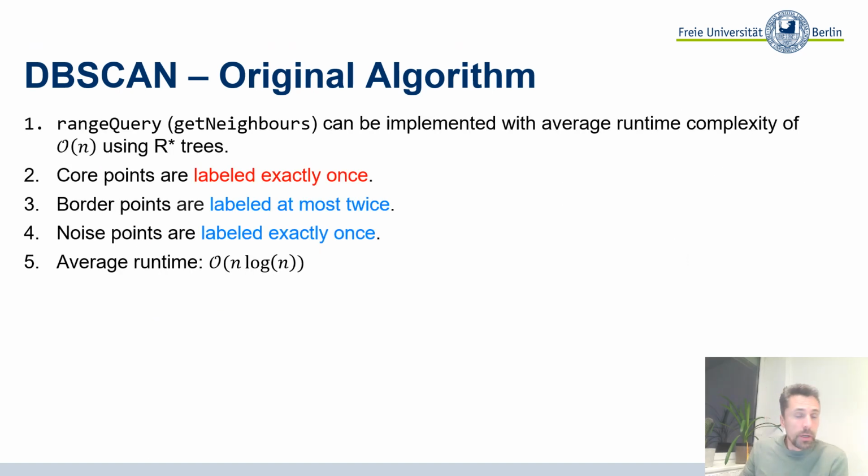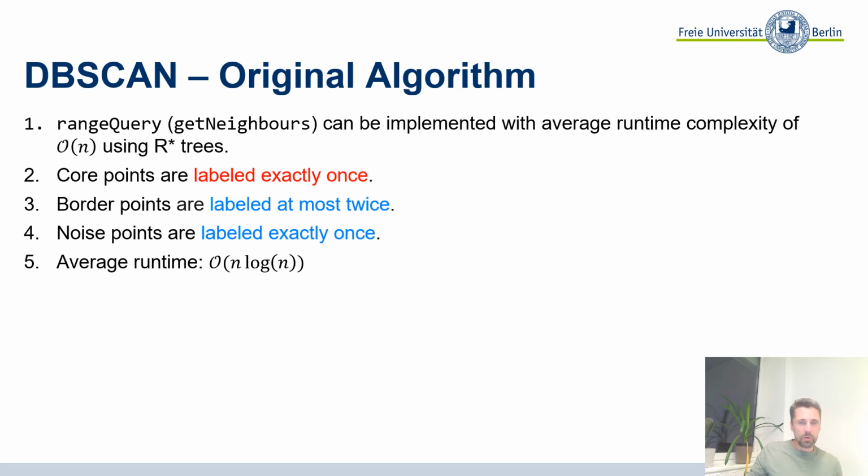So a few words with respect to runtime. The neighborhood or neighbors function, range query, can be accelerated by using some way of indexing the data, sorting the data. So for example, using some kind of tree structure. And this brings the complexity down to linear complexity. And so core points really are labeled exactly once.